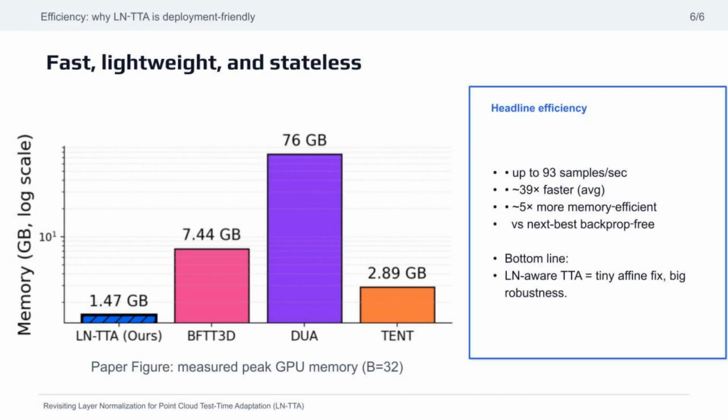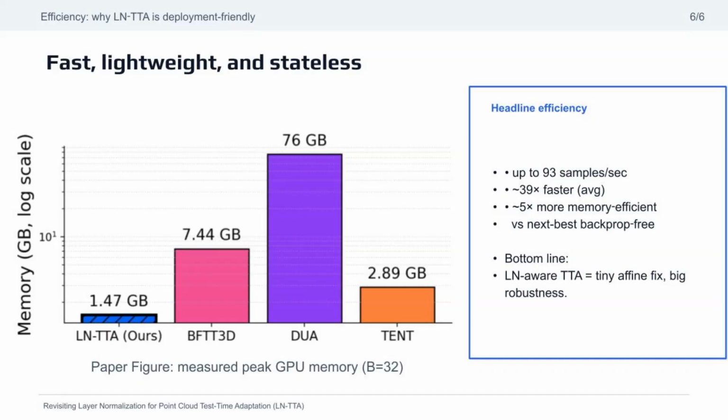Finally, the efficiency story. Because LN-TTA is forward-only, it avoids the heavy cost of optimization-based TTA. Peak GPU memory is close to source-only inference, around 1.468 gigabytes, while methods like TENT, BFTT3D, or DUA can require much more memory in the paper's setup. They also report high throughput, up to 93 samples per second, and the abstract highlights roughly 39 times faster on average, and 5 times more memory efficient than the next best backprop-free baseline.